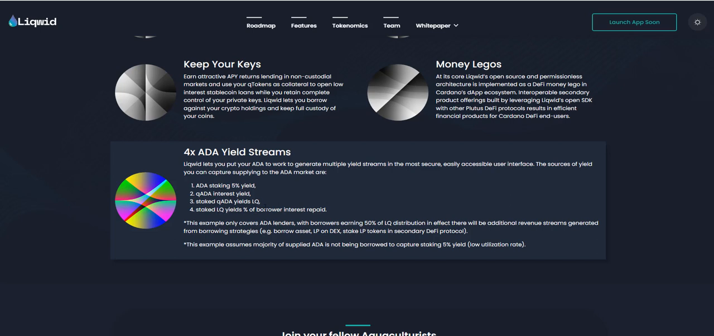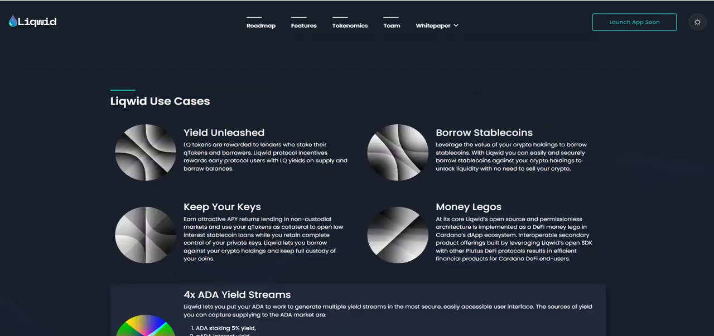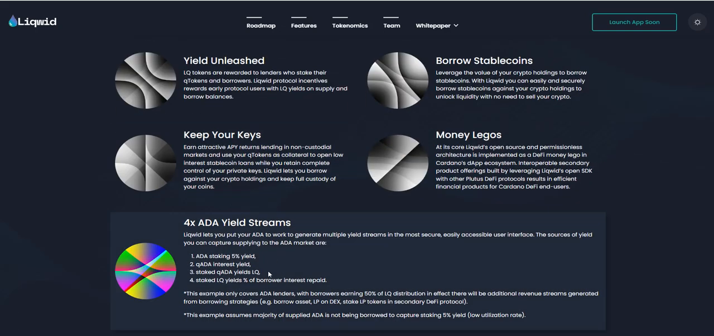Well, as you get those LQ tokens, you can then stake the LQ tokens, and you're going to get a percentage of borrower interest that's repaid. That's basically a percentage of the platform, because that's what the platform is based around, lending. So that's a pretty neat thing.